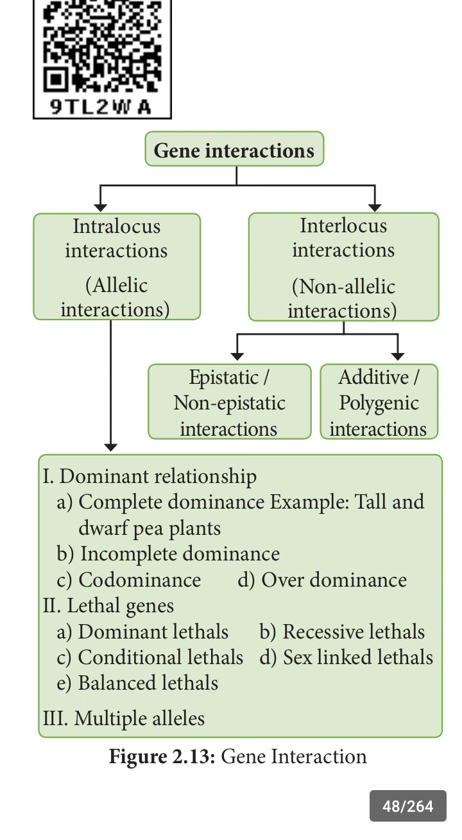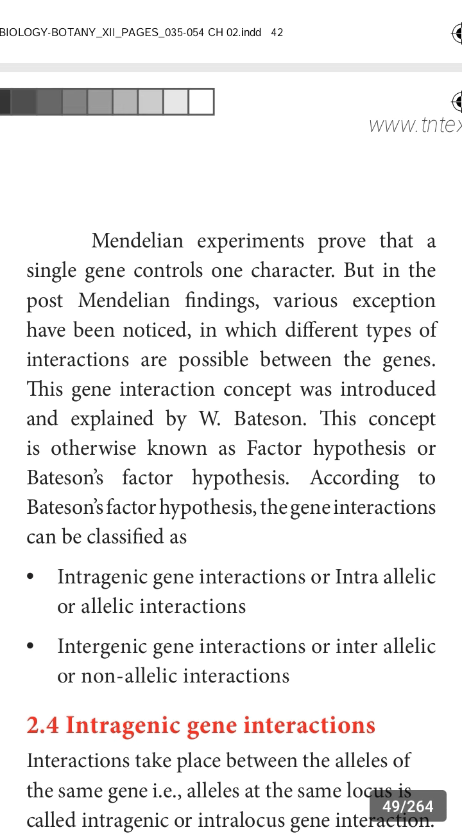This gene interaction concept was introduced and explained by W. Bateson. So this concept is also known as the factor hypothesis or Bateson factor hypothesis. According to Bateson factor hypothesis, the gene interactions can be classified as intragenic interactions or intergenic interactions. As we have studied, intragenic means the alleles of the genes which are present in the same locus interact and bring about changes in the phenotype. Next is the intergenic gene interaction. Here the different genes present in different loci interact and bring about the change in the phenotype.